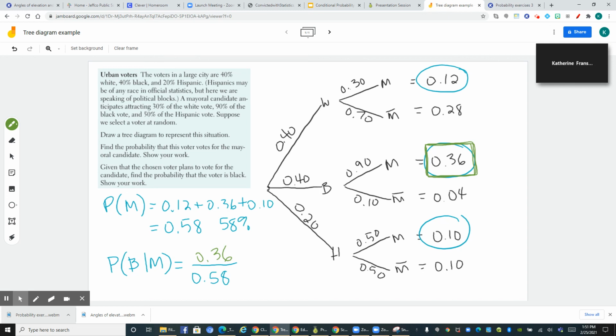So we have 0.36 divided by 0.58. Grand total of 0.621. So about a 62.1% chance that out of the people who said that they plan to vote for this candidate, 62% of them are Black. Let me know if you have any further questions.